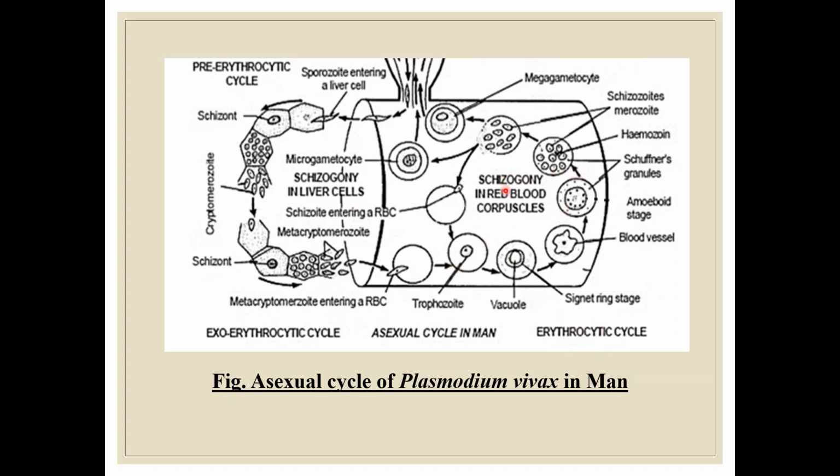Some of the merozoites go from the blood into the liver cell and start the asexual multiplication in the liver cell, which is called post-erythrocytic schizogony. While some of the merozoites form the megagametocytes and microgametocytes. The completion of one erythrocytic cycle requires 48 hours in Plasmodium vivax. As you can see, in the erythrocytic cycle the RBCs break down, and this is the reason the malaria patient becomes anemic. So this is all about the asexual cycle of Plasmodium vivax which occurs in man.